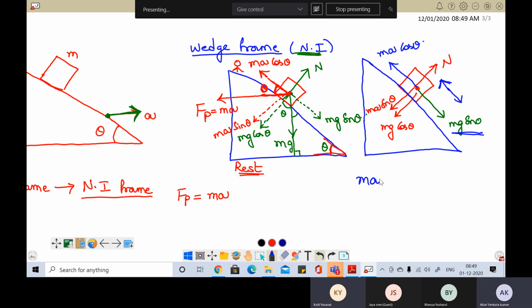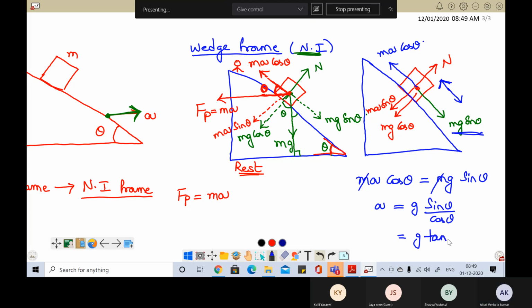So the condition is what? That one only. So ma cos theta is equal to mg sin theta. m gets cancelled. So a is equal to what? g into sin theta by cos theta. What is sin theta by cos theta? Tan theta. So what is the acceleration? g tan theta. Okay. Simple or not? Of course, I explained it in a very detailed way.